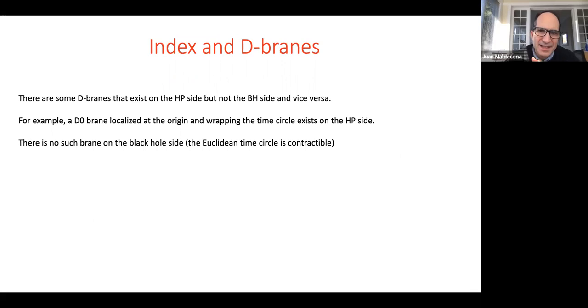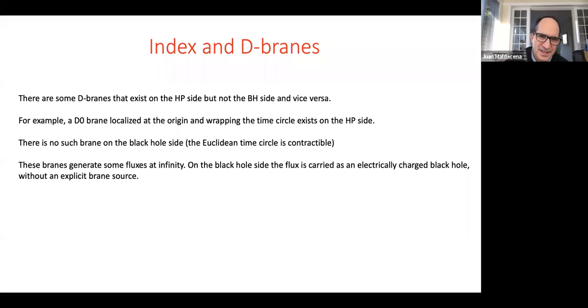Let me just mention that this fact that the indices are different in the type 2 is related to the fact that there are some D-branes that exist on the HP side, but not on the black hole side. For example, if you have a D-brane localized at the origin and wrapping the time circle, then that D-brane exists on the HP side as a D-brane. On the other hand, on the black hole, if you have a D0 brane that wraps the Euclidean time direction, you can shrink it at the horizon to zero. Of course, the branes generate some fluxes at infinity, and on the black hole, that same flux is carried by an electrically charged black hole, so by some flux on top of the black hole solution. And that's related to this extra Ramond-Ramond ground states that we discussed before.